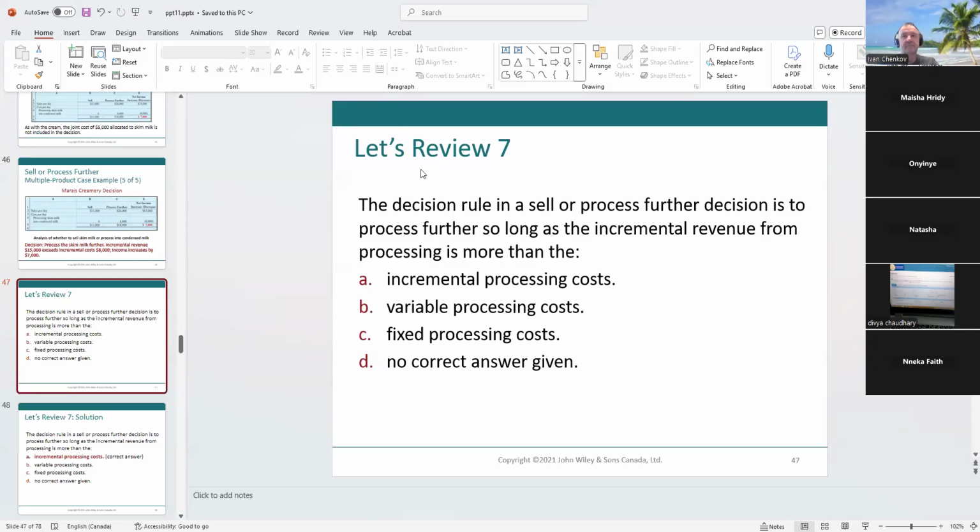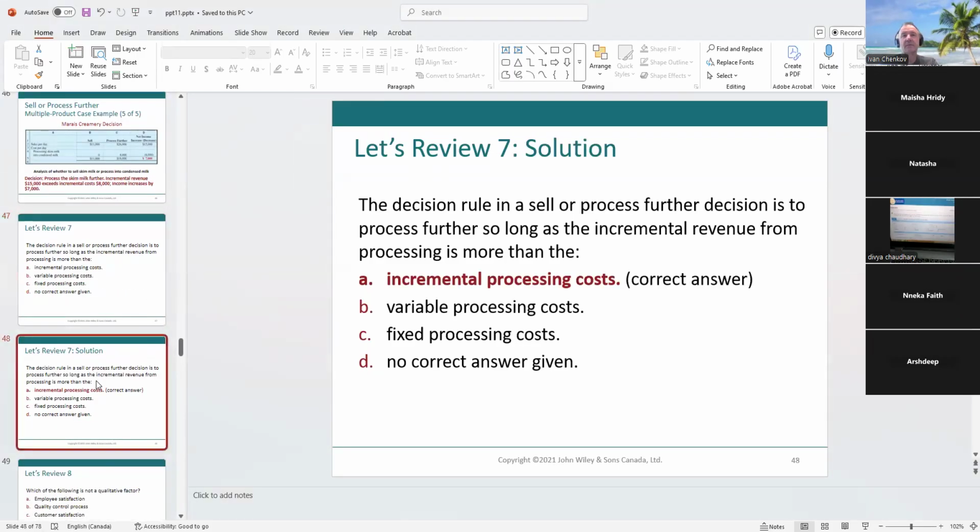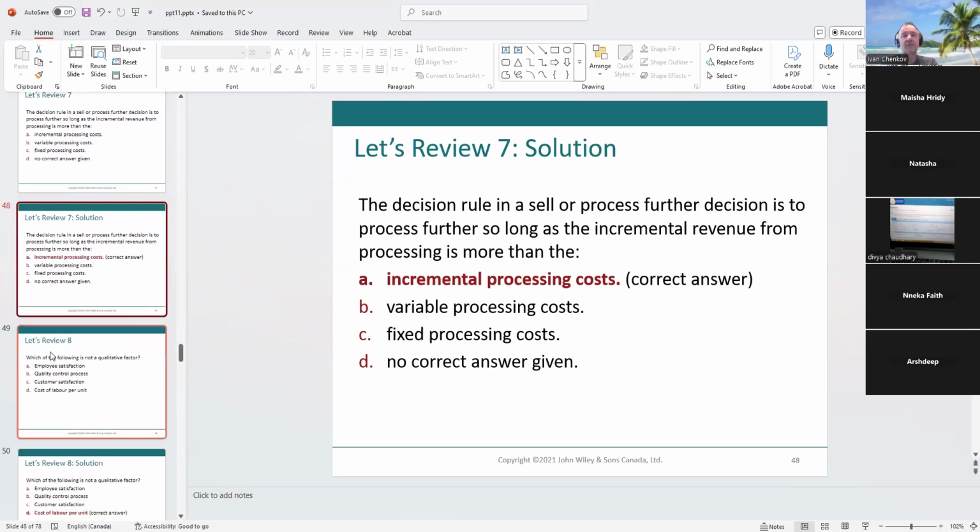Incremental. It is incremental. Yes. Incremental is the one that we're looking for here. Only the incremental cost. How about this one?